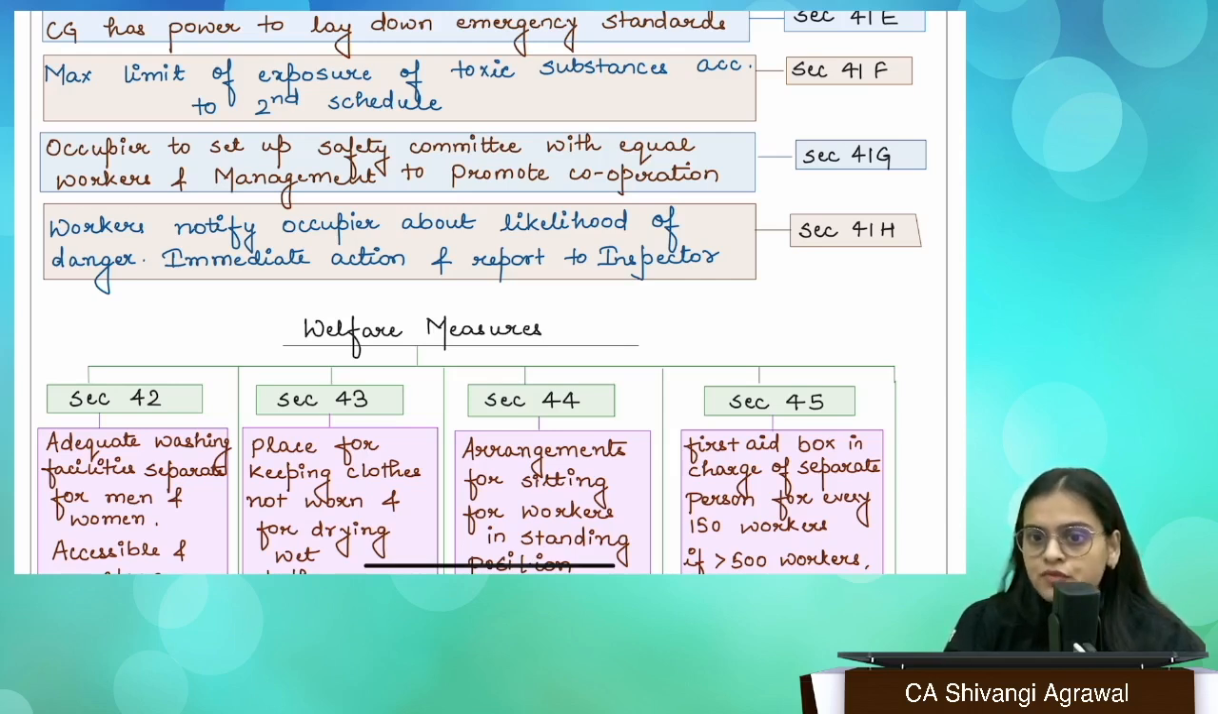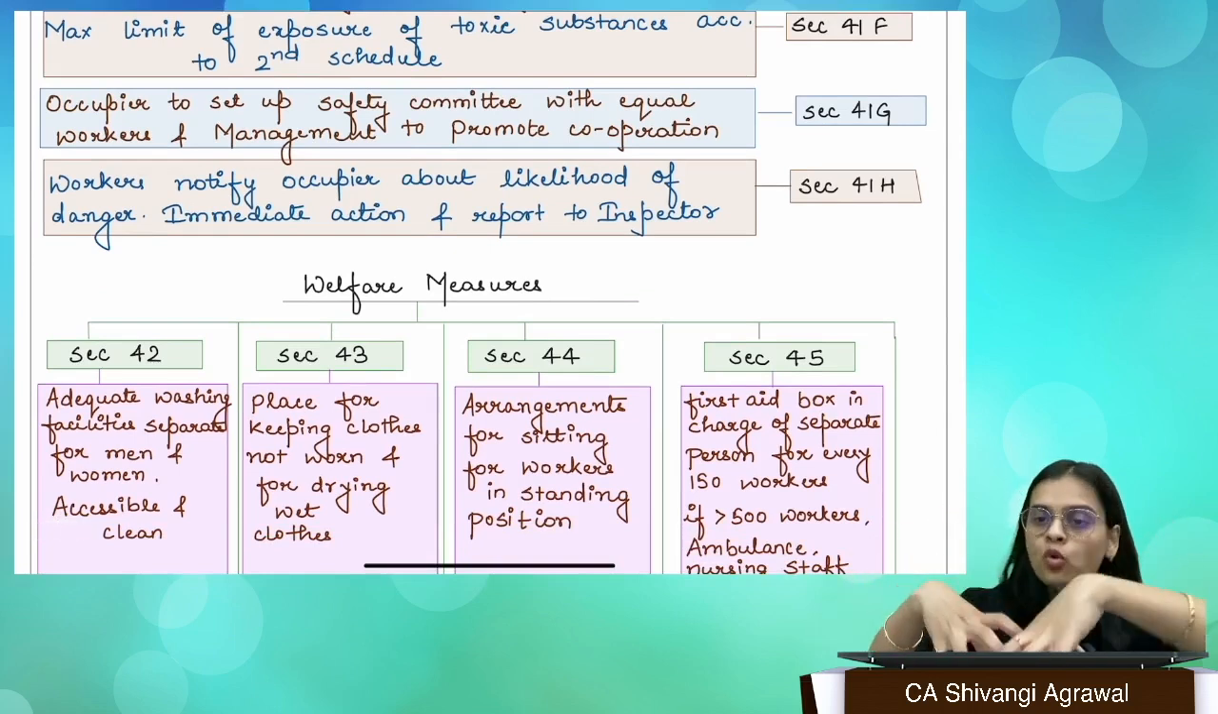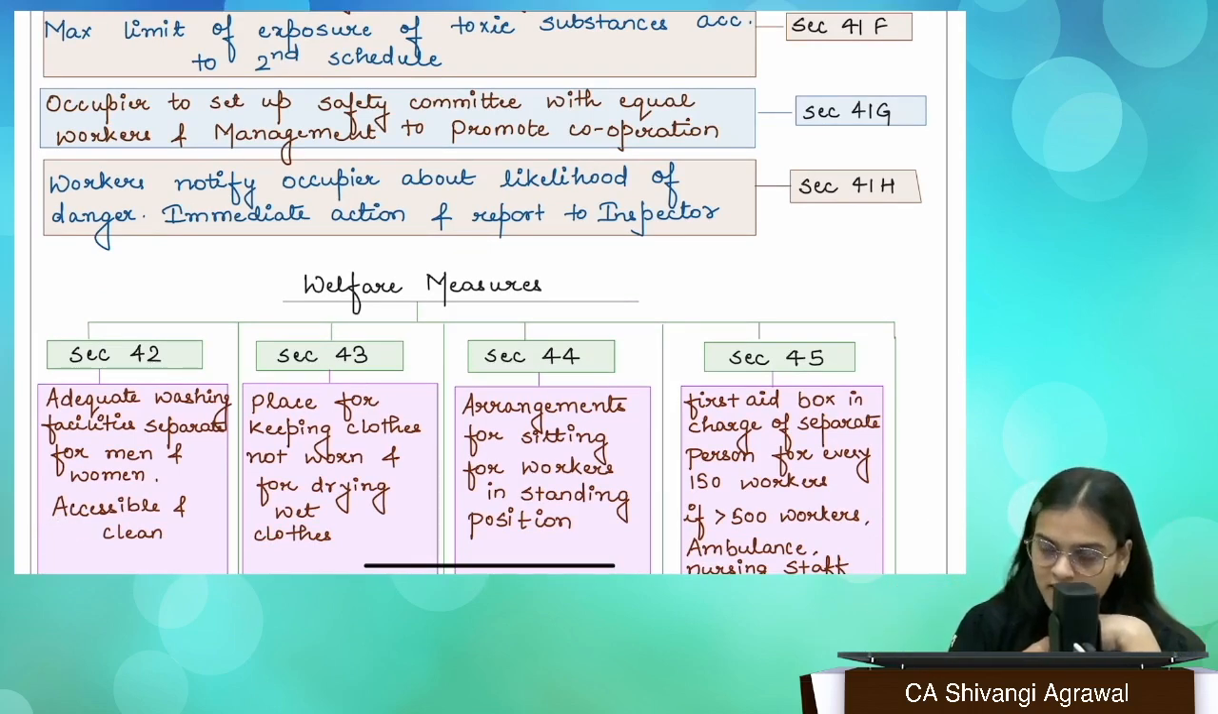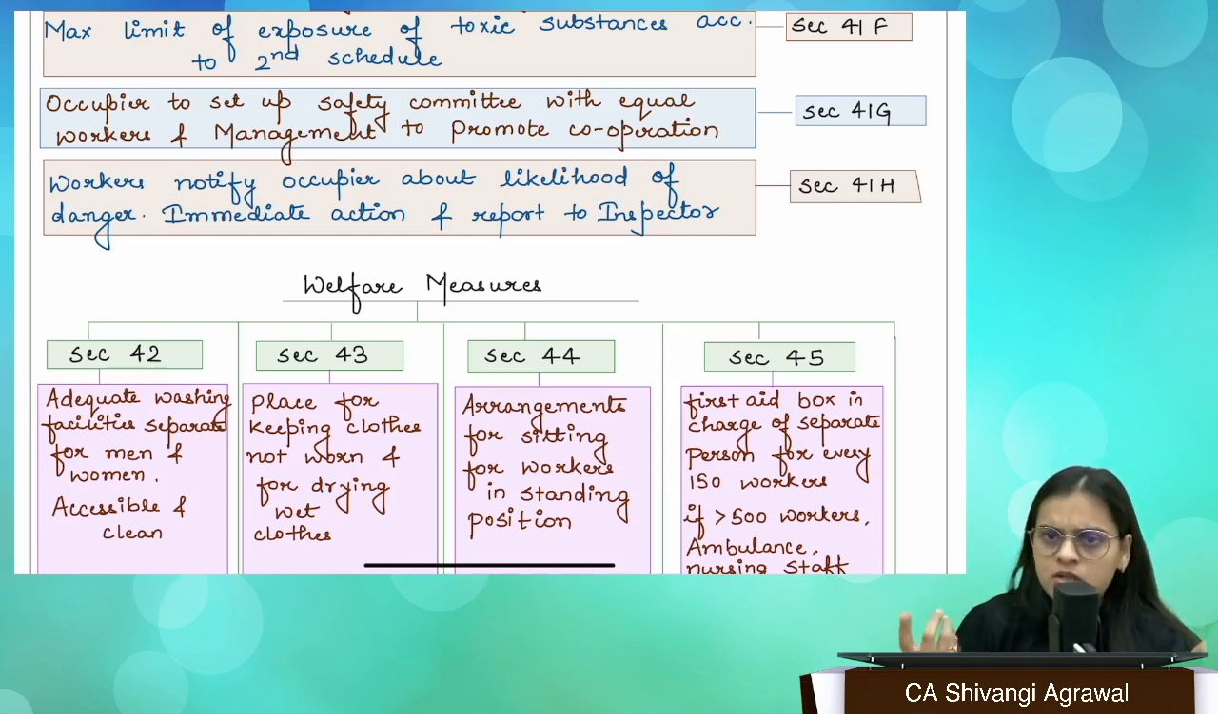Then we have section 41G. Section 41G talks about occupier to set up a safety committee with equal workers and management to promote cooperation. Because if I am into management, right? I come every day to the factory, I look at the workers, but still I will not be able to know the ground and the real problems that they're actually facing.